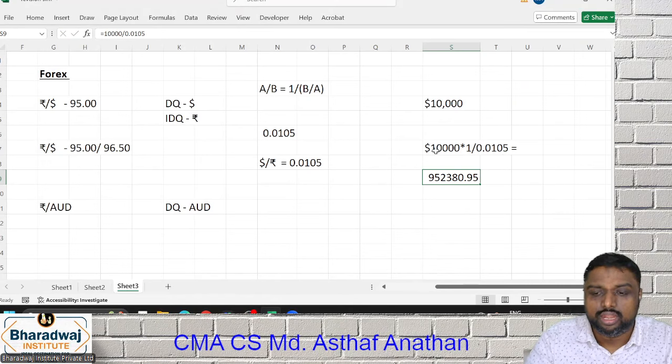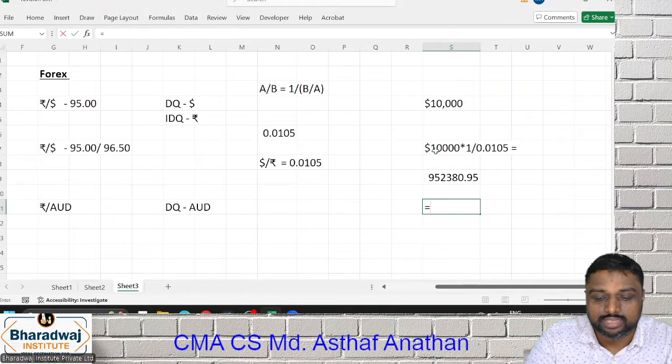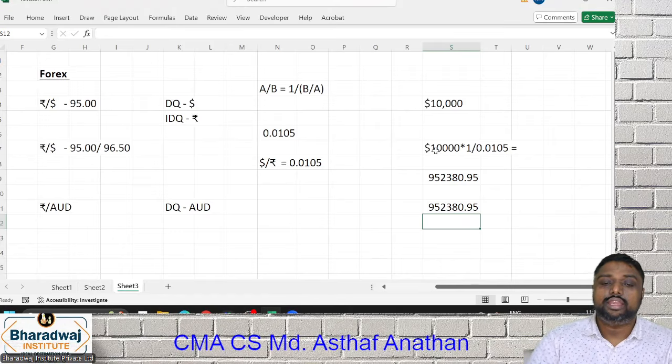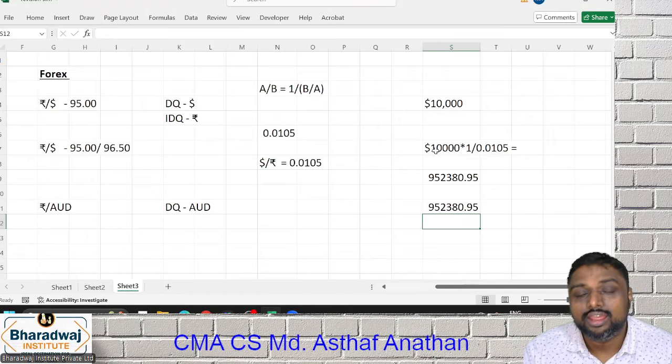We'll do this shortcut. See, multiplying by 1 has no effect, the value remains the same. So you can simply do 10,000 divided by 0.0105, and you will get the same answer. So you can just divide it only. That is, if it is an indirect quote, you have to divide. If it is a direct quote, you have to multiply.